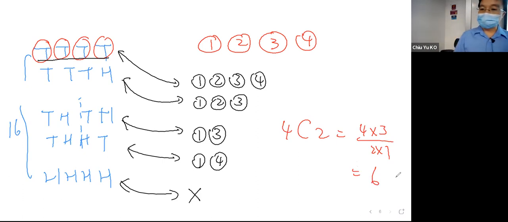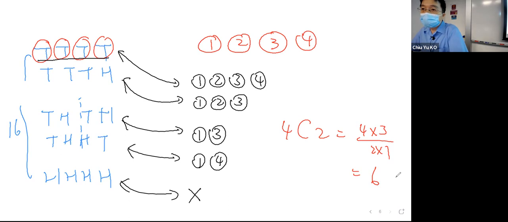Is it clear why this is 6? It's clear because for each possible outcome, I can represent it by looking at which balls are drawn. A ball being drawn means that outcome is a tail. If I draw only balls number 1 and 4, it means the first and the fourth tosses are tails. The balls not drawn are heads.